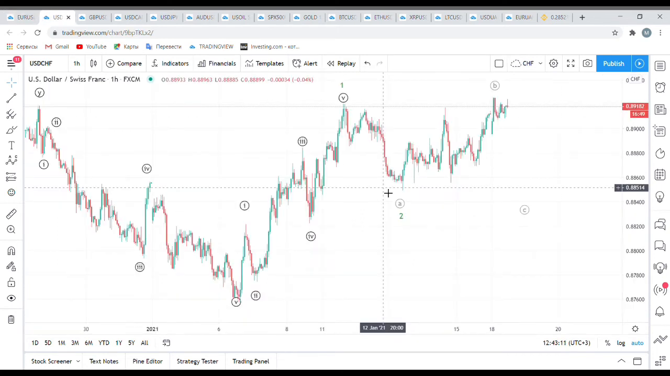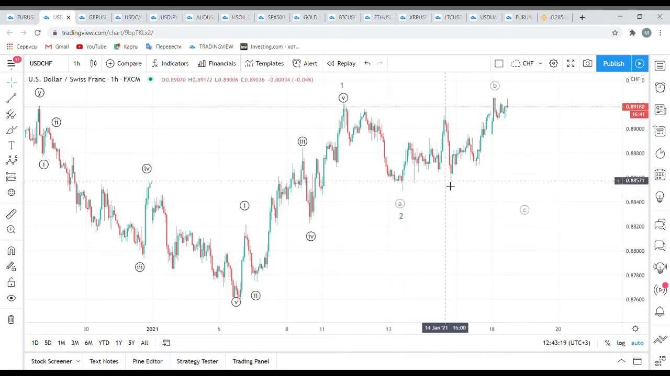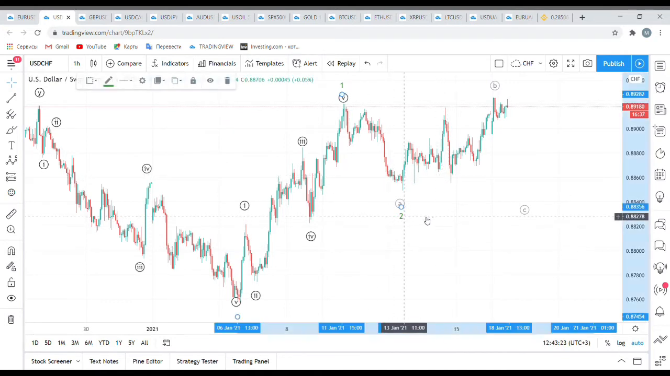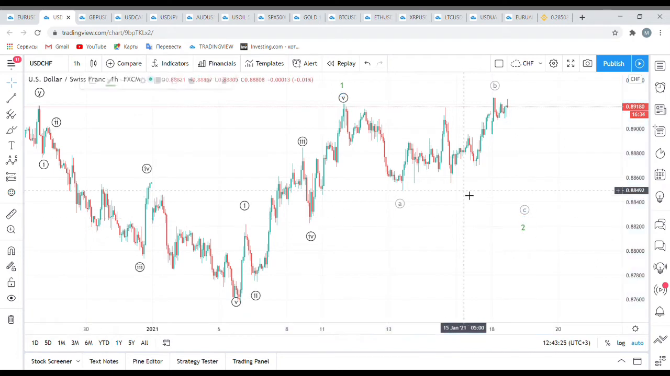Franc dollar. For the franc we have two options. The first one indicates that the correction ended at this point and we are expecting continuation of growth within the third upward wave. Option 2 tells us about a complication in wave 2, and it will take the shape of a flat. And after that we will continue to grow.